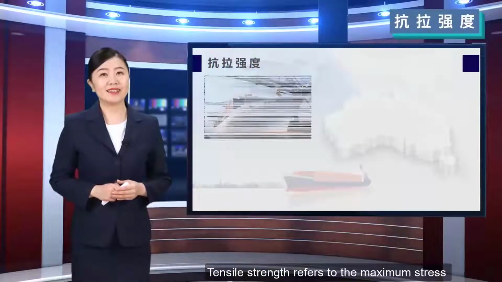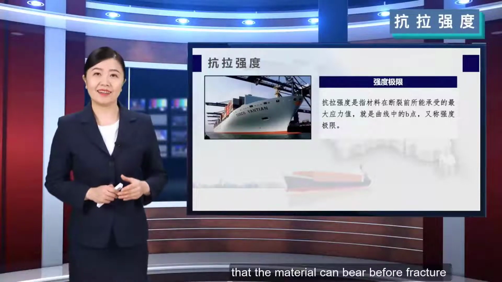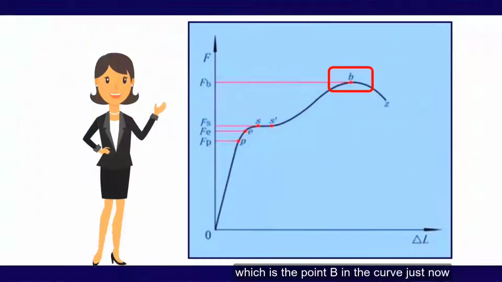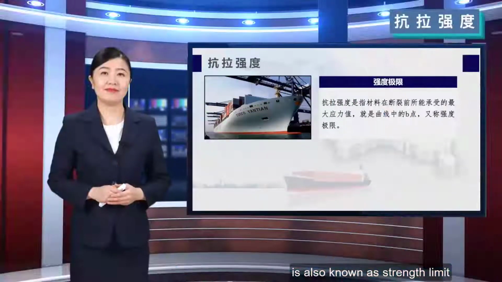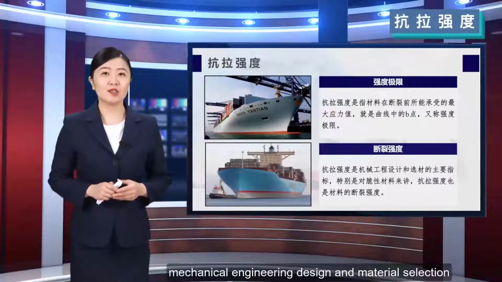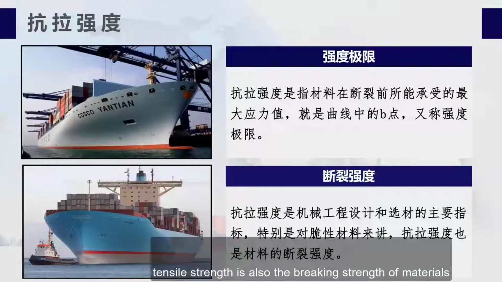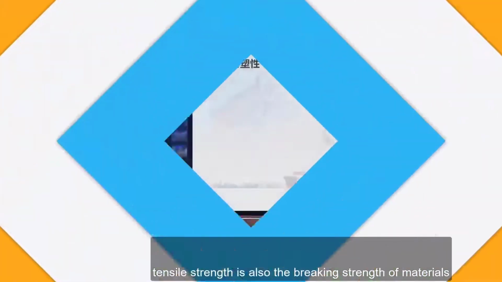Tensile strength refers to the maximum stress that the material can bear before fracture, which is point B in the curve just now, and is also known as strength limit. Tensile strength is the main index of mechanical engineering design and material selection. Especially for brittle materials, tensile strength is also the breaking strength of materials.